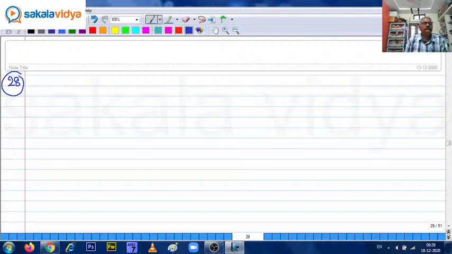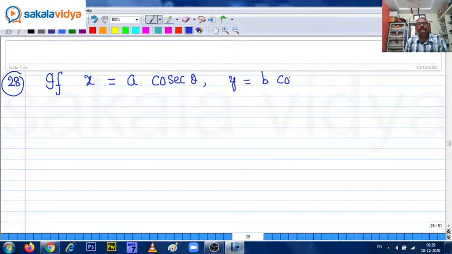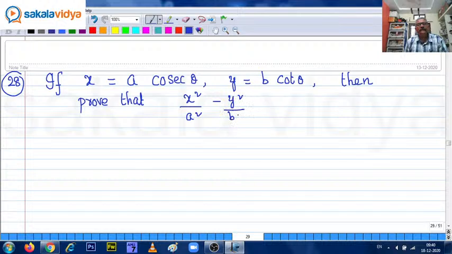Twenty-eighth problem. If x is equal to a cosec theta, y is equal to b cot theta, then prove that x square upon a square minus y square upon b square equals to 1. Can you solve it? So what is the strategy? Problem solving strategy. Let me explain. Anybody?